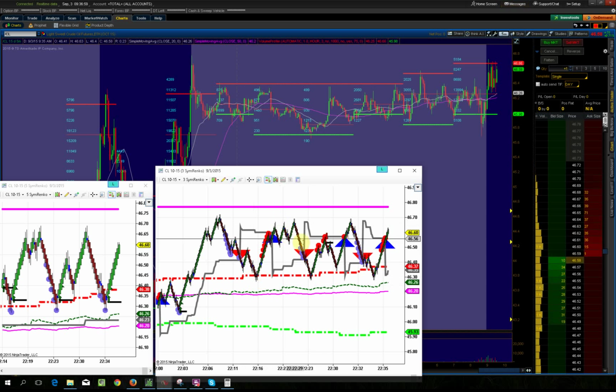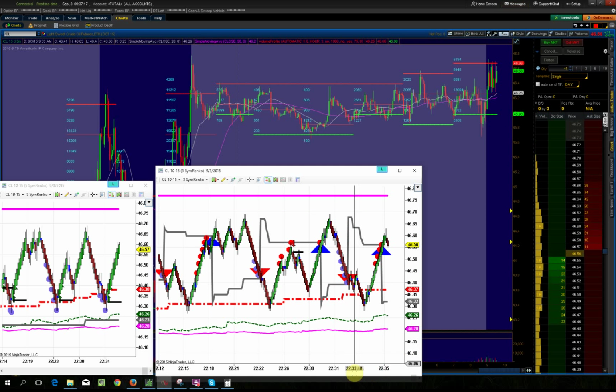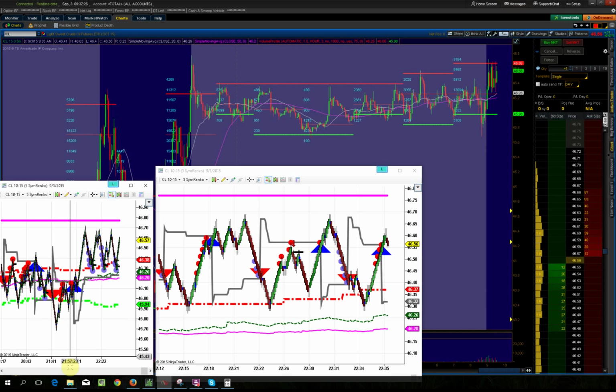But coming and testing these areas over and over again is not good, right? Eventually it's going to fail and it might break down. So if you didn't get in on the first, second, third, fourth, I wouldn't get in at this point. You just sit on your hands and wait for something to happen, and you want to see this thing really push up to one side or the other. 30 ticks is quite a lot, so that's why you could have taken that.